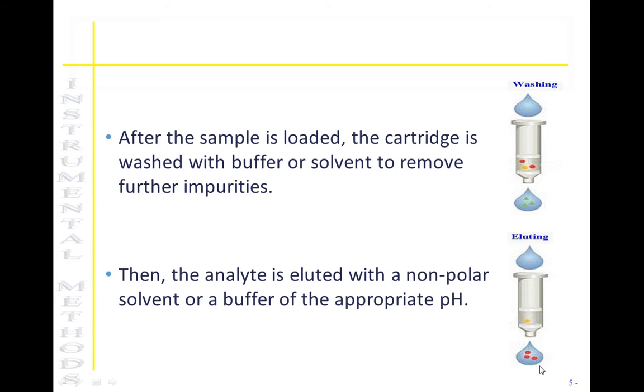Once the sample is loaded, usually it's washed a few times with the same material so that all of the impurities will be removed from the cartridge itself before the analyte, which is trapped in that solid material, is going to be washed through. So once some of the impurities have been washed, then a different solvent is going to be added into the column to allow that analyte to be extracted from that solid material.